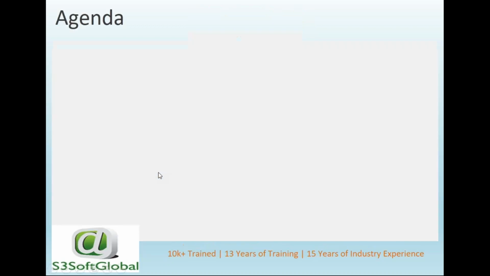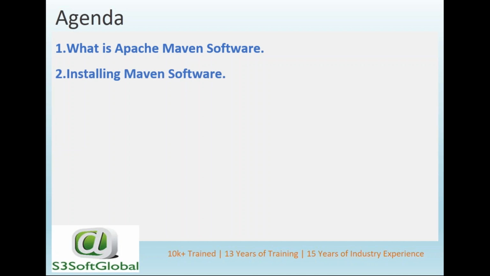So what is the agenda for today? In order to achieve that, we're going to look at two major tools: the Maven software and the Jenkins software. Maven is a build management tool. We'll have a quick introduction of what Apache Maven is and how we install it. So that's the quick agenda for today.